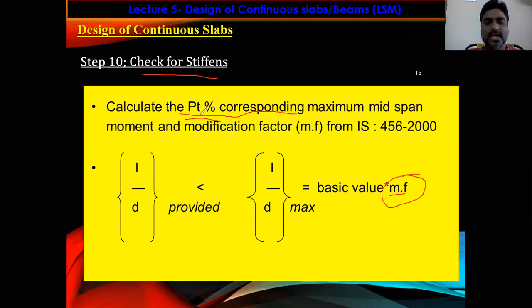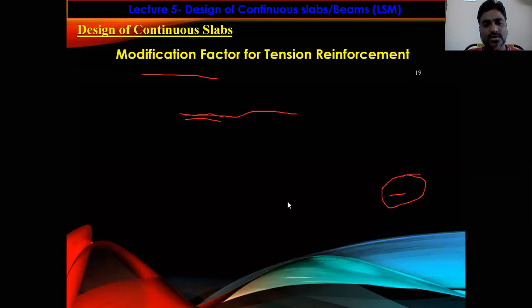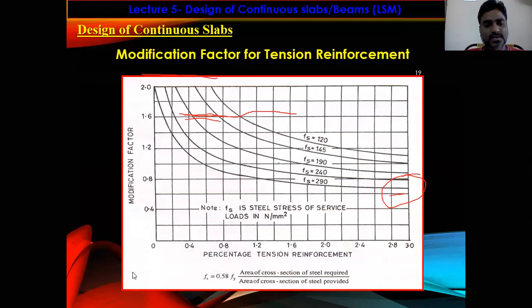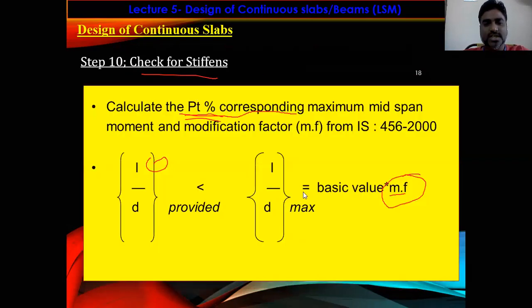Therefore, you need to calculate the percentage of steel and go to figure 4. From this figure, you need to determine the modification factor from the percentage of steel, and one more thing: the f of s value also you need to calculate, right? So f of s is equal to 0.58 into f of y into area of steel required by area of steel provided. So corresponding to the percentage of steel and f of s value, find out the modification factor. Then from that, you can determine the basic value, that is the L effective by D ratio.